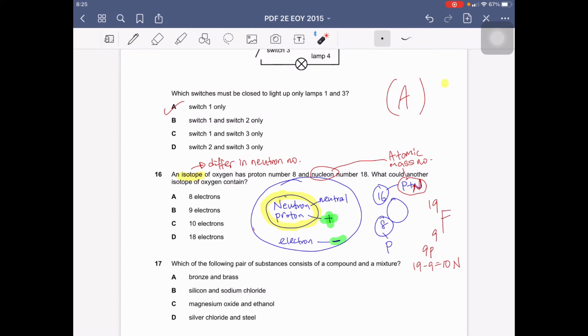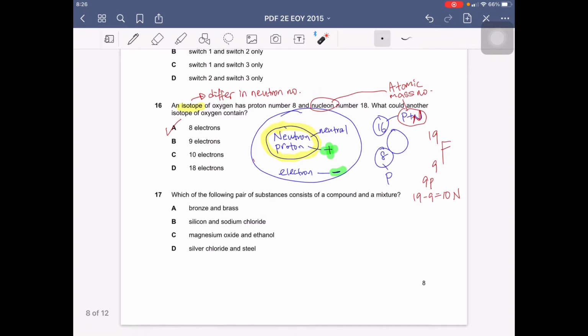Okay, so what could another isotope of oxygen contain? Now, I know oxygen has 8 protons. Because it has 8 protons, it must have 8 electrons, because the number of protons and electrons are the same. So you need to know this. And how do you get this information? We get it from the periodic table, which is usually provided. They will give a periodic table during the exam. But for RSO, they may not give you. If they don't give you, then you are not expected to know. Alright. Okay, next.